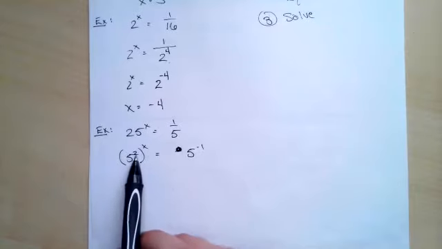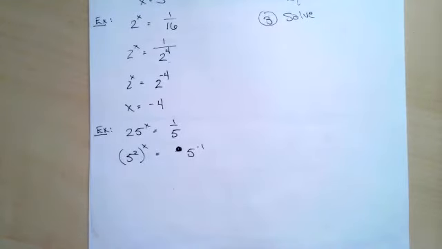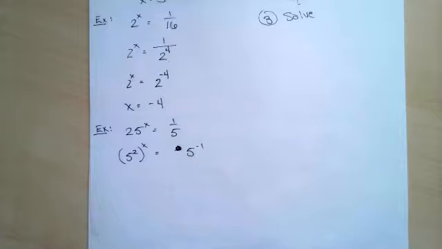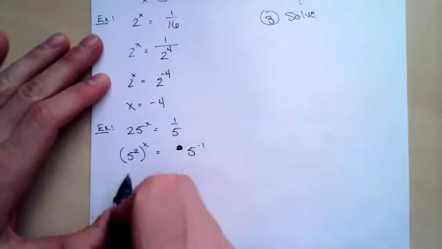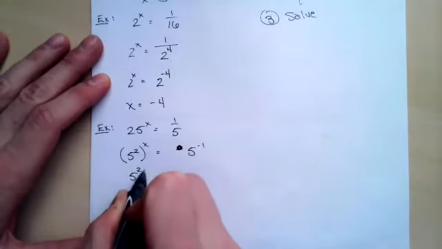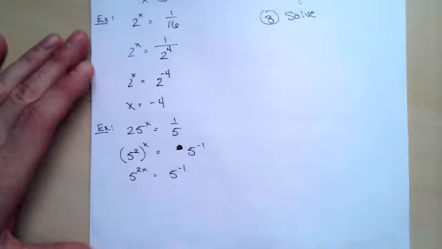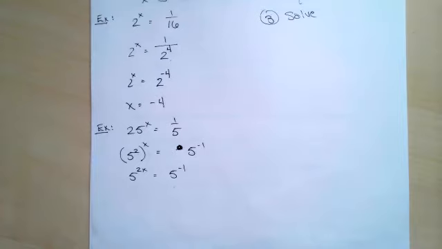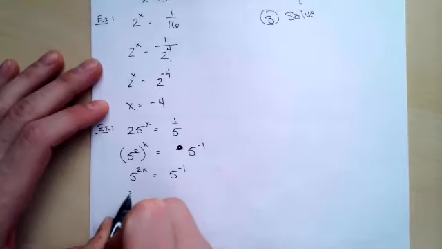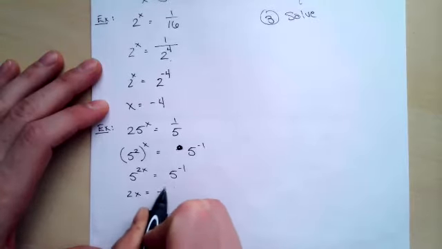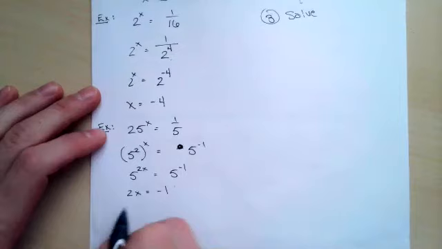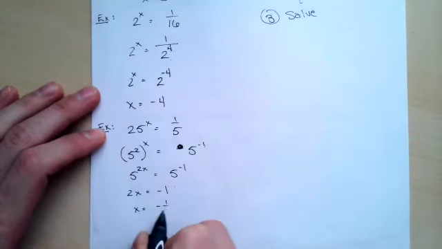So 25 is 5 squared to the x. So 5 squared I put in parentheses, and you just got to be careful with all of your exponential operations. We've got 5 squared to the x. It means I multiply the 2 and the x. So 5 to the 2x is equal to 5 to the minus 1. That's our first step. Second step, now we can set the exponents equal since the bases are the same. And now we've got a little bit of solving to do. So x is just going to be negative 1/2.